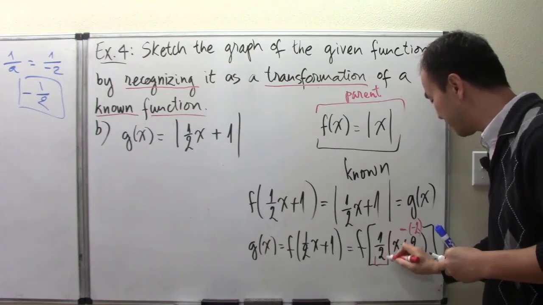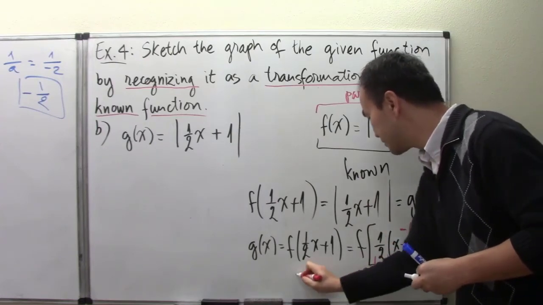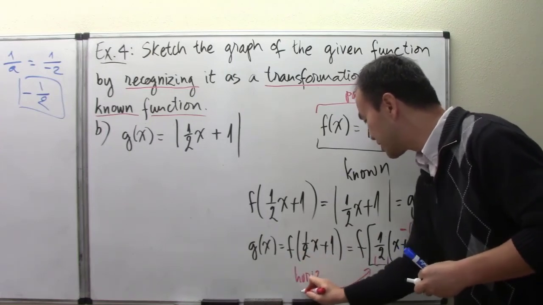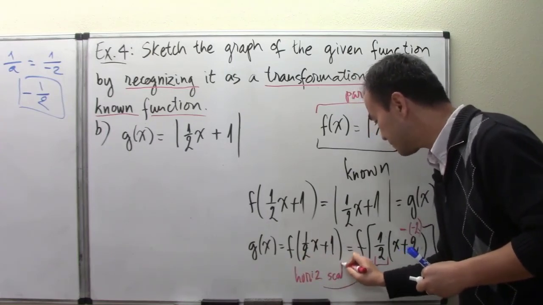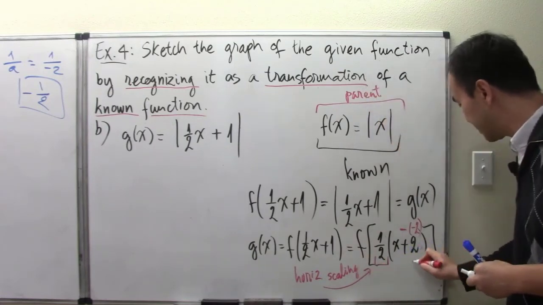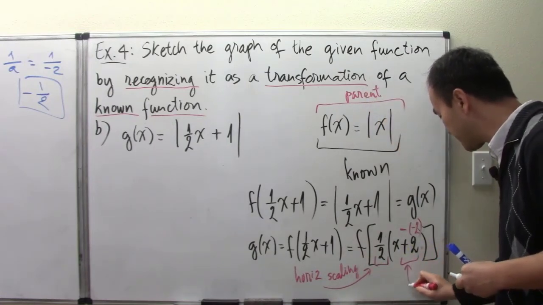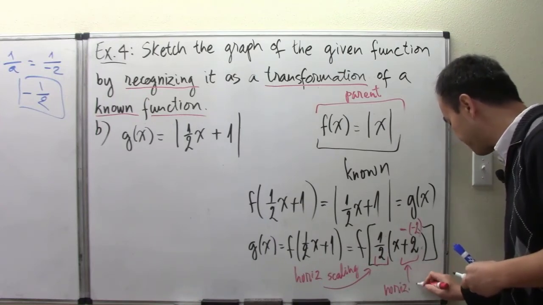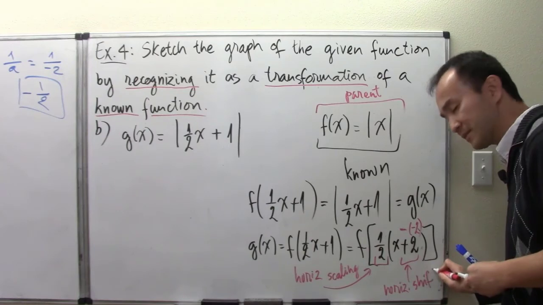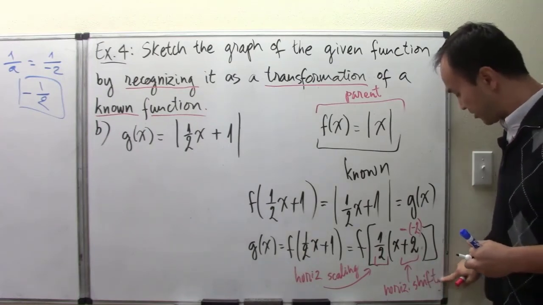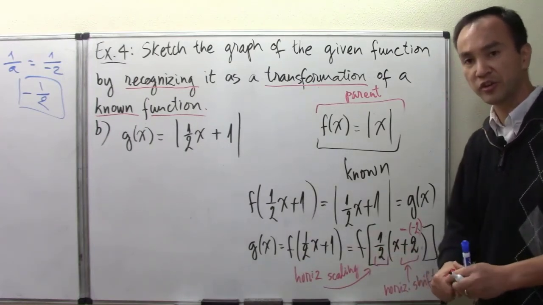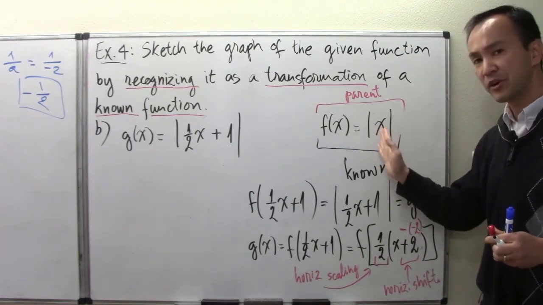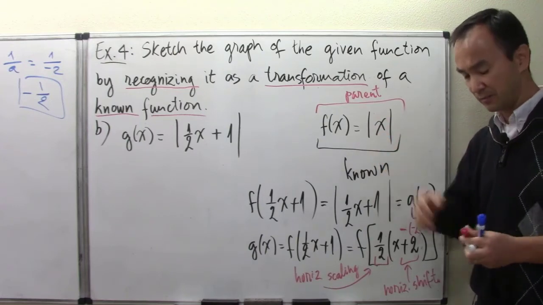So needless to say, this 1/2 here is responsible for horizontal scaling. And then this right here is responsible for horizontal shifts. All right, that's the expectation. So we are expecting 2 elementary transformations being applied here. Now let's bring up the actual graph of this on the board.